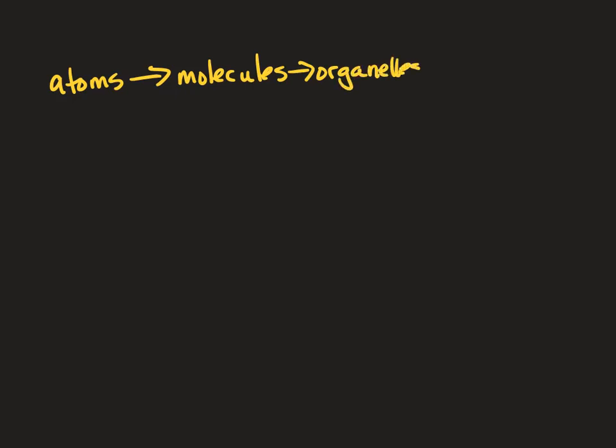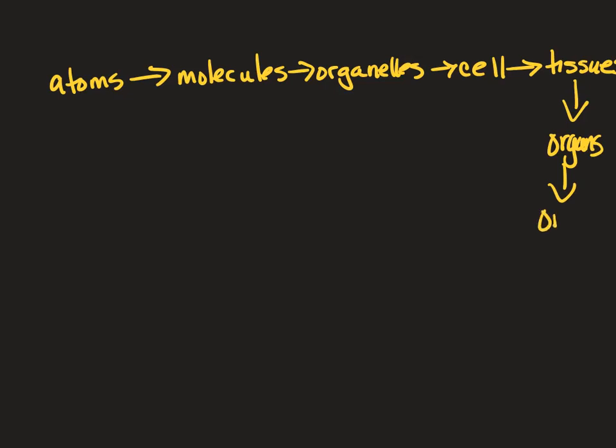Remember that atoms come together to make molecules. Molecules come together to make organelles. Organelles come together inside of living cells to create all the components of a living cell. Cells come together to make tissues. Tissues come together to make organs. Organs come together to make organ systems. And then, of course, you have the whole organism.